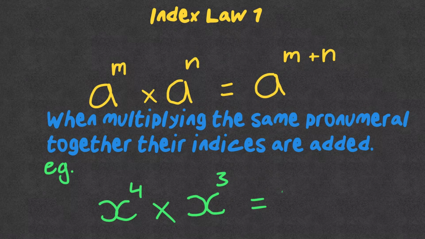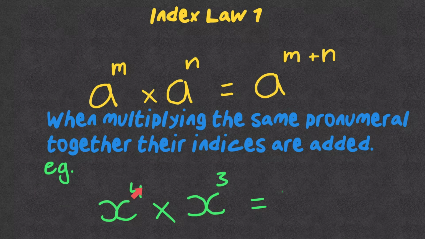Make a new heading. And index law 1 states a to the power of m times a to the power of n. When that happens, you just add their powers together. So here it's just a to the power of m plus n. Now, if these letters are confusing you, they just represent any number.